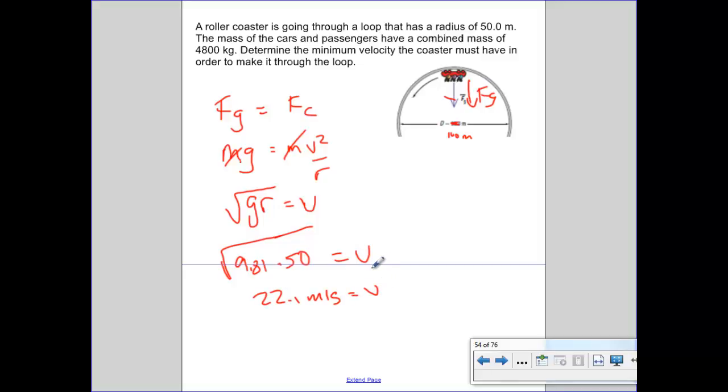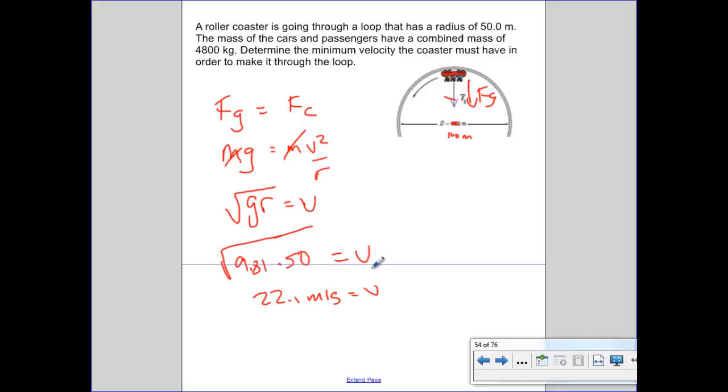Is that a reasonable answer? 22 meters per second is probably just under 100 kilometers an hour. Yeah, I'd say if I were going in a roller coaster, I would want the roller coaster, I mean, one for thrills, obviously, but two for my safety. I would really like it if they made the roller coaster go around the loop-de-loop fast so that I had some sort of hope of making it out alive. Does that make sense?